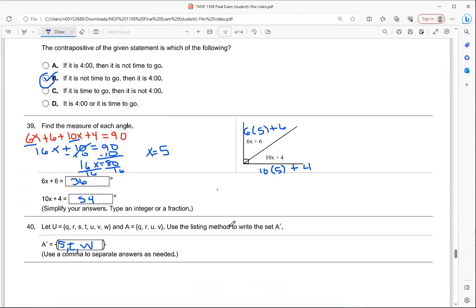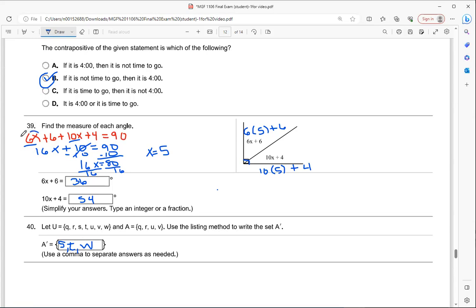For 39, we want to find the measure of each angle. And we're given this little box here to indicate this angle is 90 degrees. Therefore, the sum of these 2 expressions, when we add them together, we should get 90. So that's what we write here. First, we're going to add 6x plus 6. We want to add that expression to 10x plus 4 and set it equal to 90.